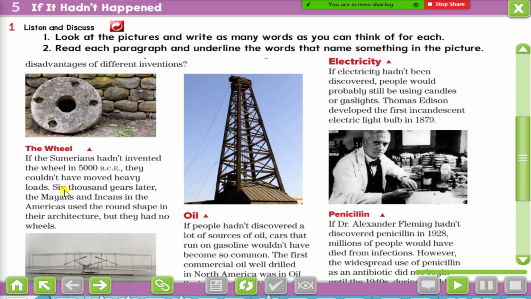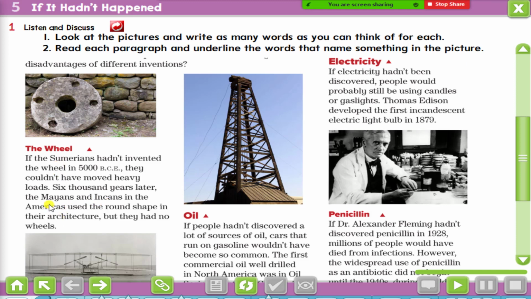6,000 years later, the Mayans and Incans in the Americas used the round shape in their architecture, but they had no wheels.